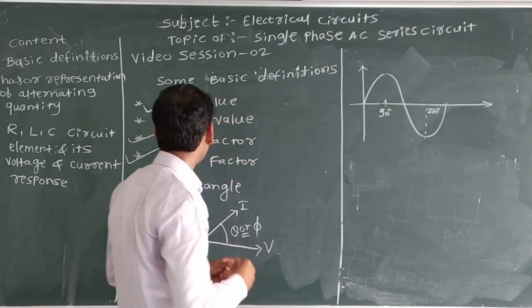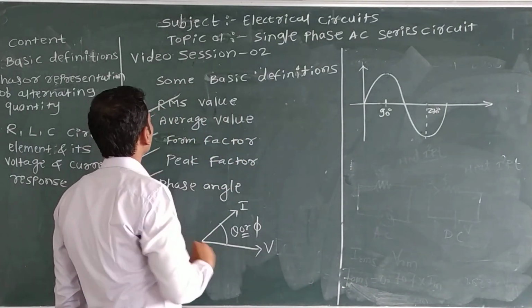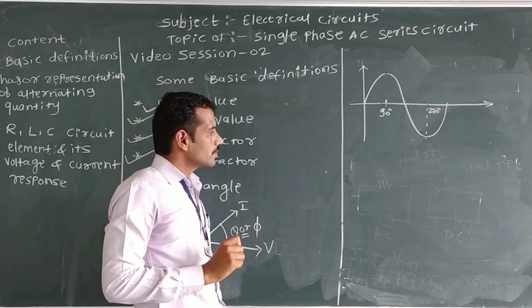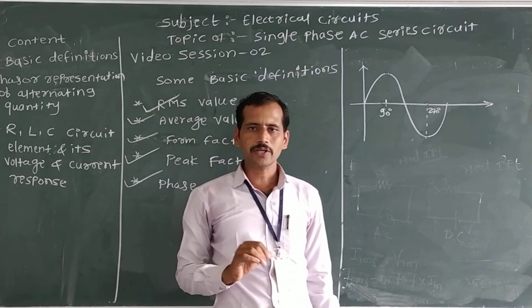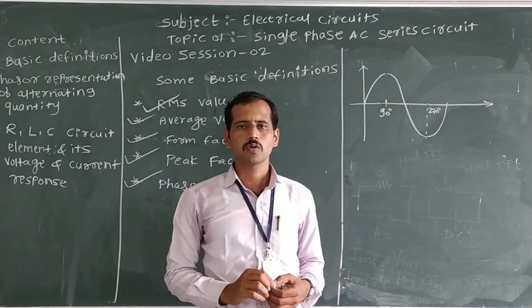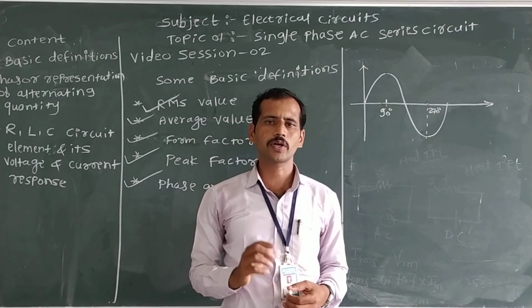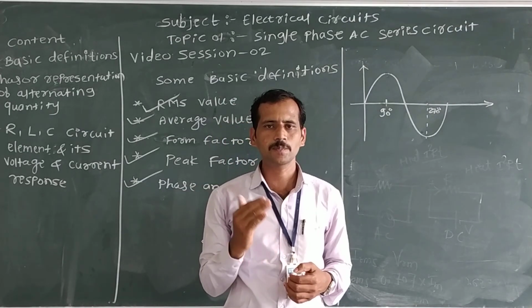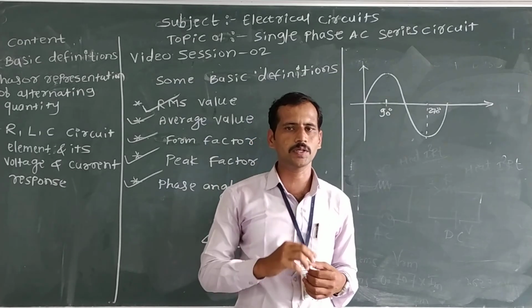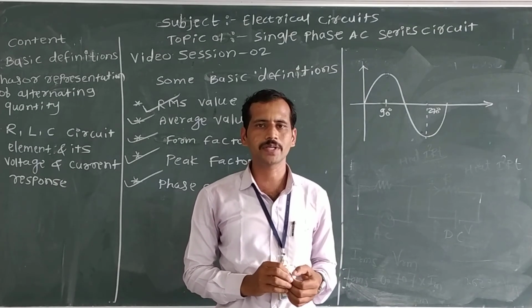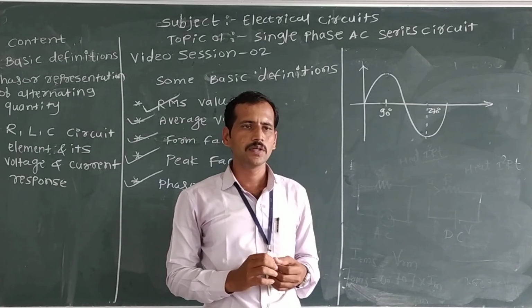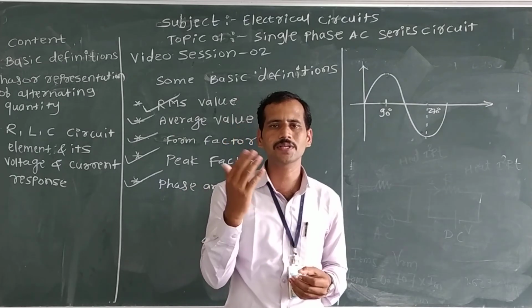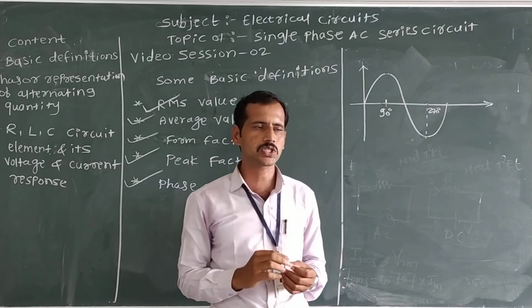Definition of average value. What is meant by average value? It is that value of DC current which, when flowing through a given circuit for a given time, transfers the same charge as transferred by the alternating quantity. In RMS value we are producing heat, here we are transferring charge.